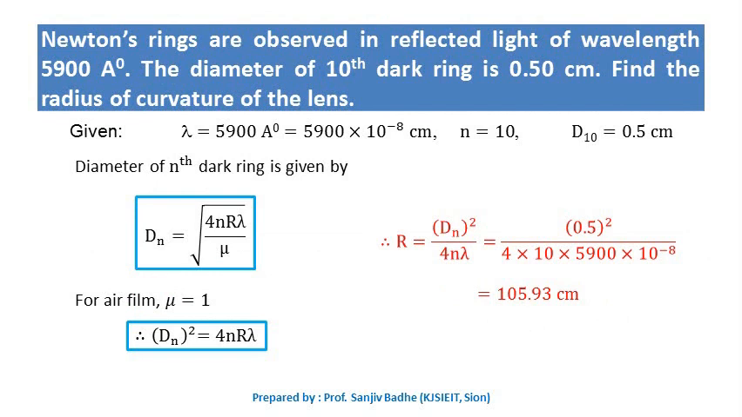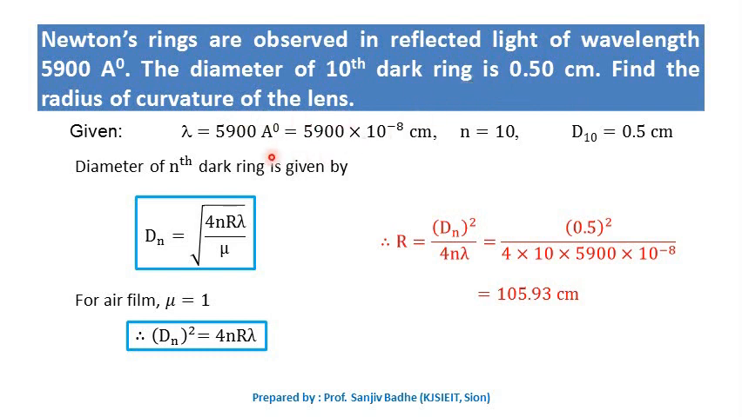Now let us solve some problems based on Newton's ring experiment. Newton's rings are observed in reflected light of wavelength 5900 angstroms. The diameter of the 10th dark ring is 0.50 centimeter. Find the radius of curvature of the lens.